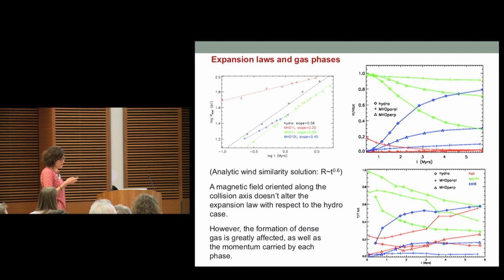So just to show you how it behaves statistically or globally, this is the expansion law of the shells. The analytic wind similarity solution goes as time to the 0.6, and this is this black dotted line, and this is our hydro simulations nicely falling on top of that. This is a case that I did as a test with a very weak magnetic field, a beta of 10. This is the magnetic field parallel, and this is a magnetic field perpendicular. And you see that the expansion law is also very affected.